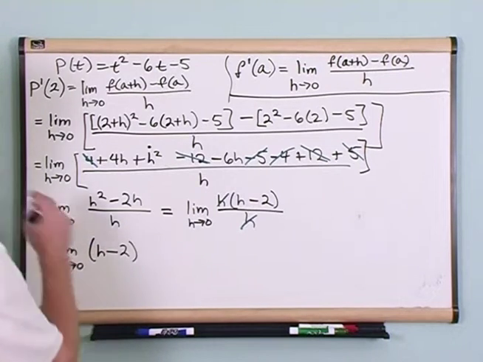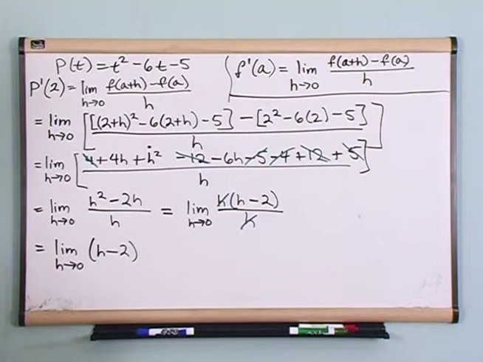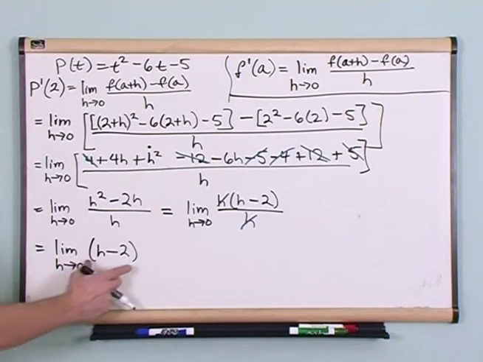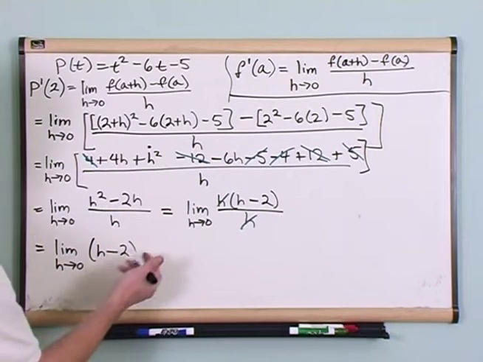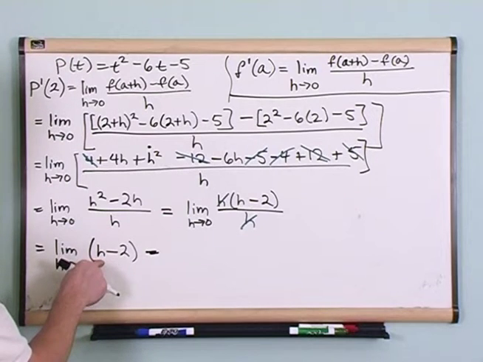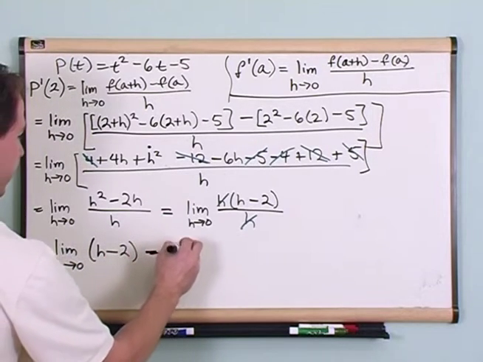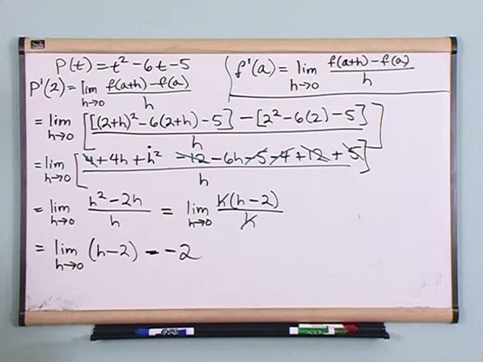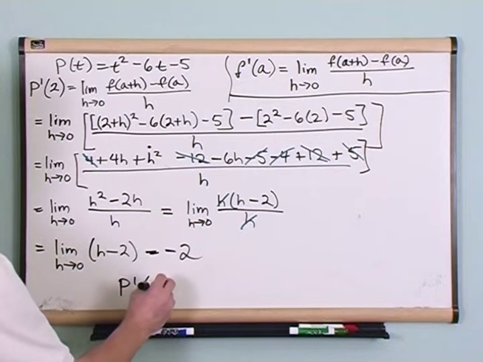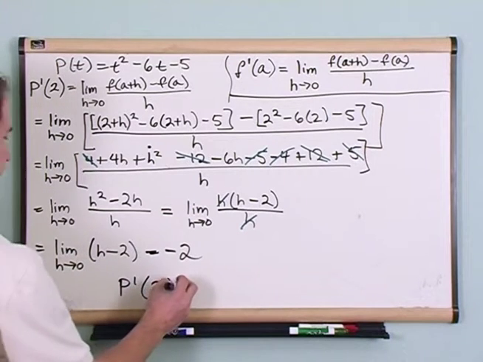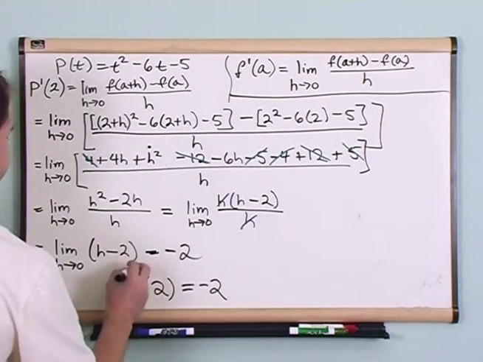Now here's where you can apply what I showed you just a minute ago. Here I'm taking the limit of this function, h minus 2, as h goes to 0. So what do you do? You just plug in 0. Okay? You put 0 in here, and then whatever you're left with is the answer, negative 2. So here, what you would write for your final answer is p prime, the derivative of this function p at the point 2, is equal to negative 2.